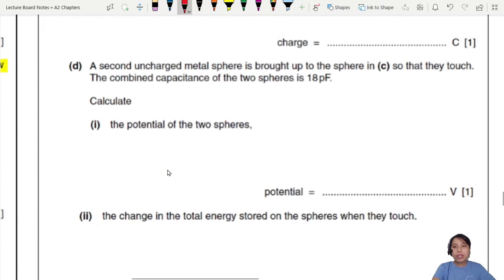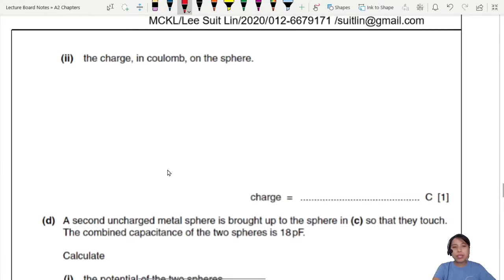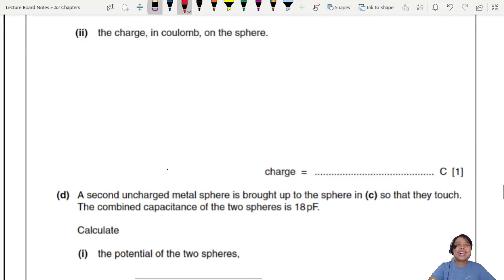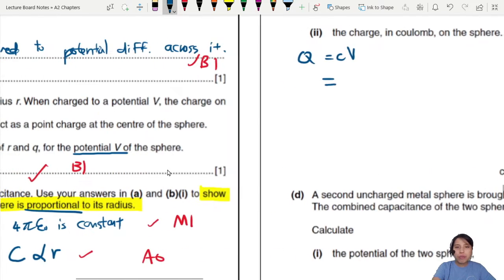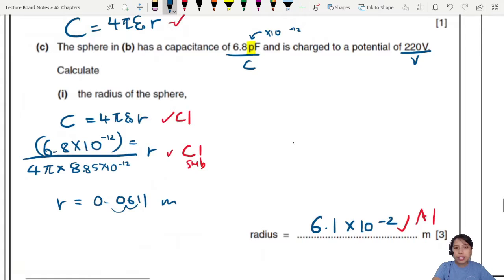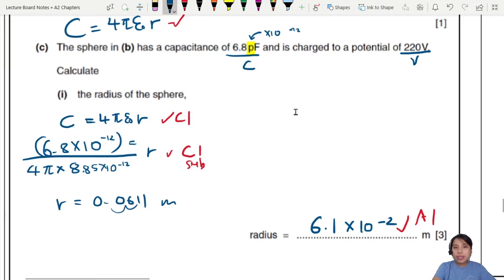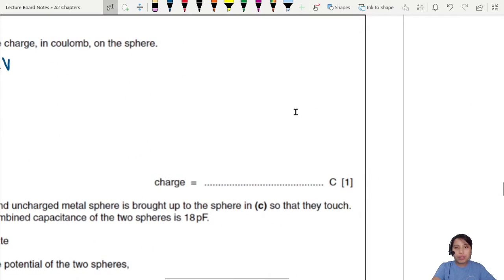Next, what are we doing next? Wow, so many more parts. Now you find the Q. So your Q, now you can do that. Q equals CV. Just now we could not because we didn't know Q. Now we are finding the Q. So we know the capacitance from before, right? Down here, 6.8 picofarads. So let's do the 6.8 over here.